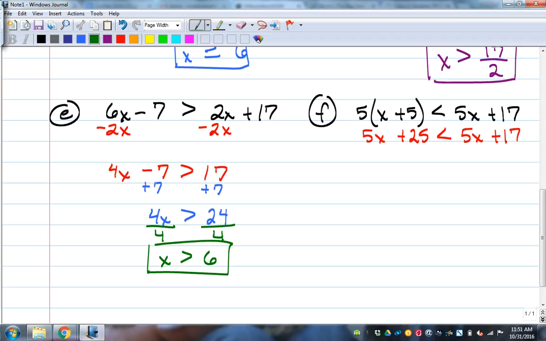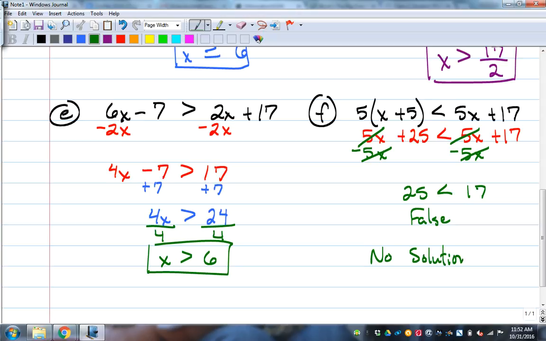And then if I get the x's together, what happens? Yeah, the x's, they both cancel out, and I get 25 is less than 17. Is that true? 25 is not less than 17. That's false. So that means it's no solution. No solution on that one.